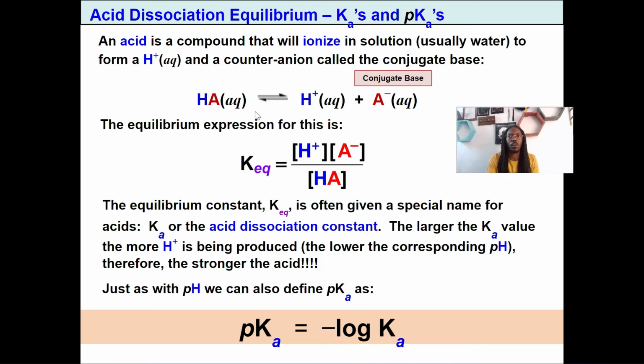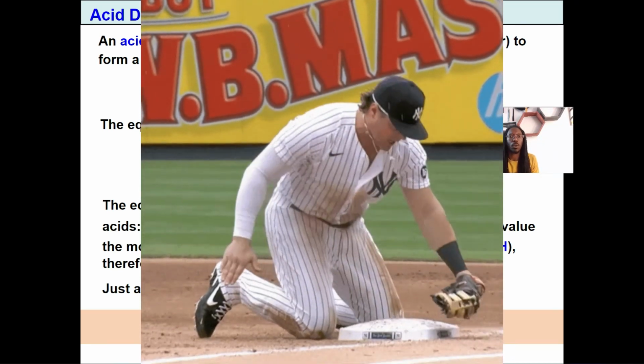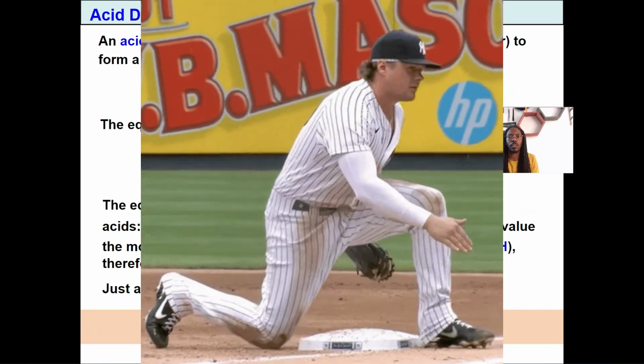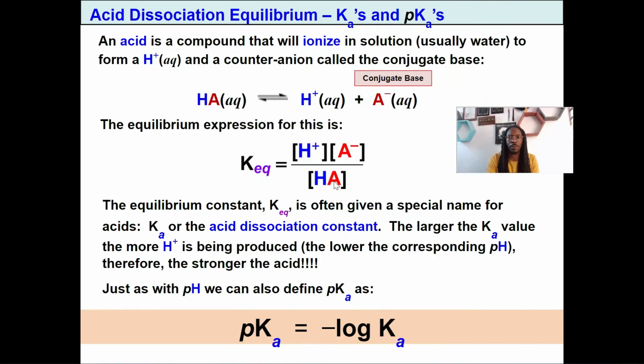So when we form this, our equilibrium expression is going to look like this: products over reactants, what we're normally used to. Now, the equilibrium constant, Keq, is often given a special name for acids. In this case, that's just going to be Ka, or our acid dissociation constant.